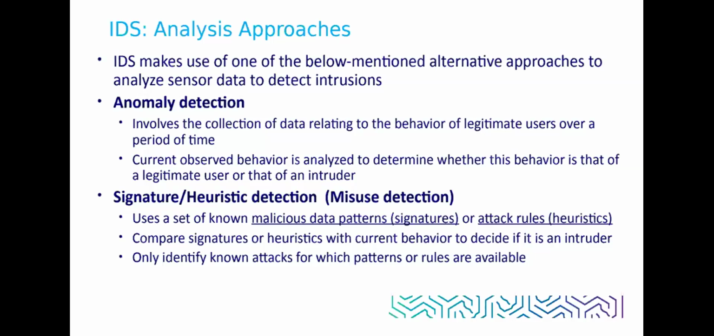Intrusion detection systems analyze security events using two primary approaches. One is anomaly detection, which learns normal user and system behavior and identifies significant deviations, making it valuable for detecting unknown or zero-day attacks, although it may produce more false positives. The other is signature or heuristic detection, also called misuse detection. It compares current activities with known attack signatures or predefined rules, providing accurate detection of known attacks with far fewer false positives. Because each approach has different strengths and limitations, modern IDS solutions often combine both methods to improve overall detection accuracy.